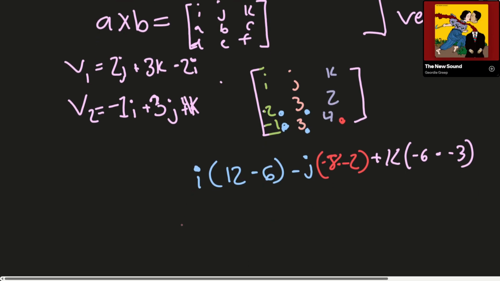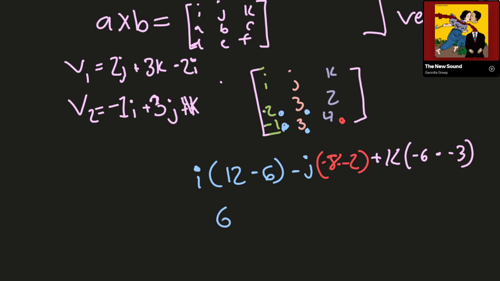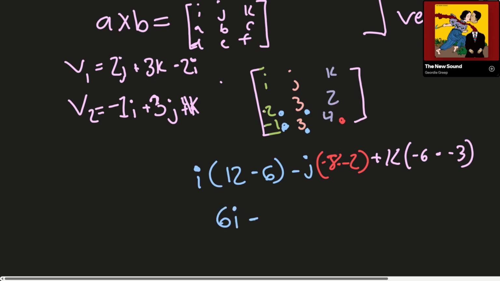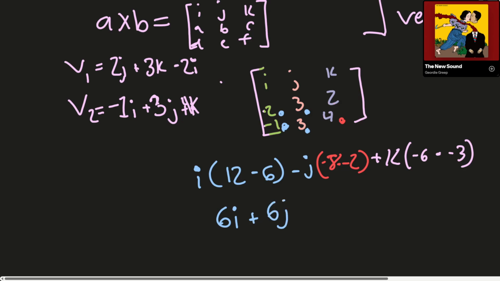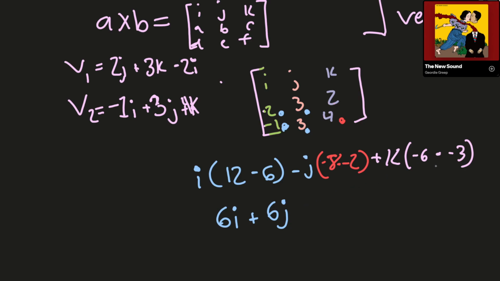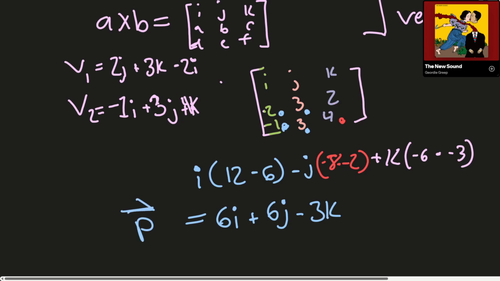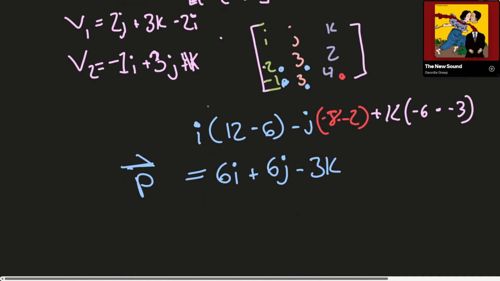And let's finish our work here. 12 minus 6 is 6. 6 times i is 6i. Now negative 8 minus negative 2 is negative 6, because that's negative 8 plus 2. And times negative j is actually going to make that positive. So positive 6j. And then negative 6 minus negative 3 is negative 3, times k is going to be negative 3k. And this is going to be our perpendicular vector to the original 2 vectors that we got.